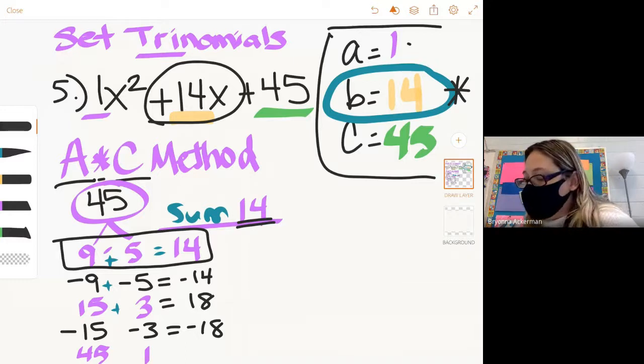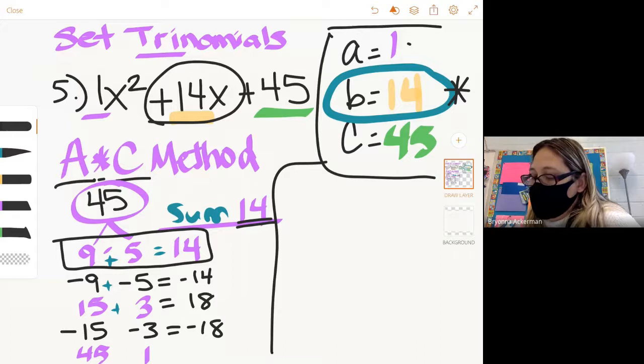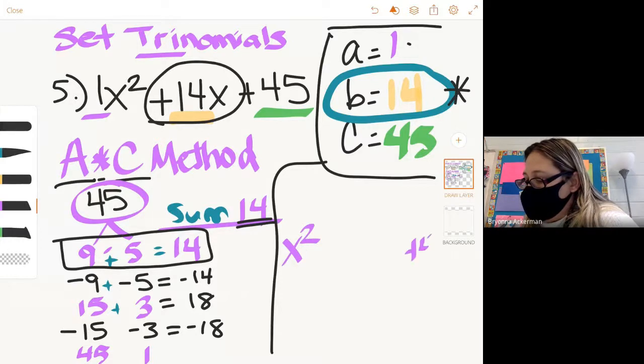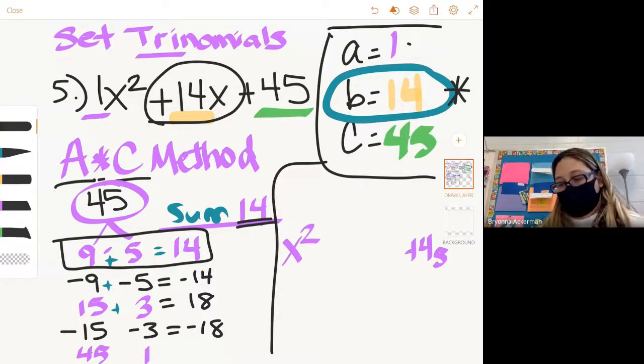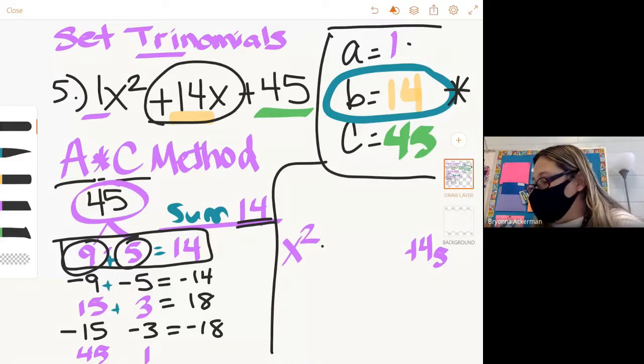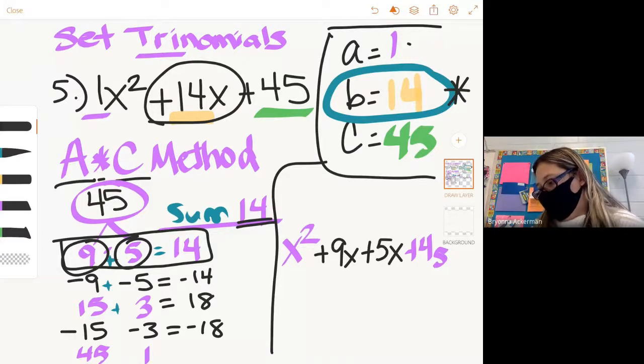Okay? So make a little box. So I'm going to rewrite the original problem. I'm going to say, okay, we've got x squared, and then I'm going to put over here the plus 45. Oops, not over there. Put it over there. But instead of the 14, I'm going to use the new factors I just found, which were plus 9 and plus 5. So I'm going to say plus 9x plus 5x. Does everyone see where the 9x and the 5x came from?